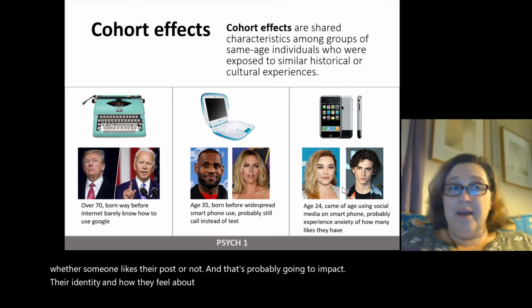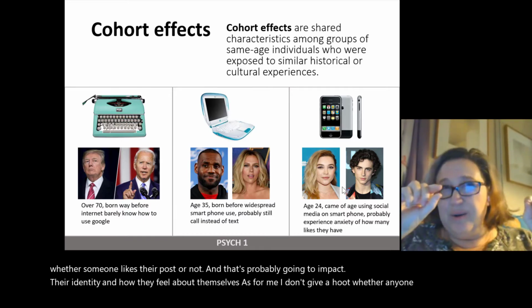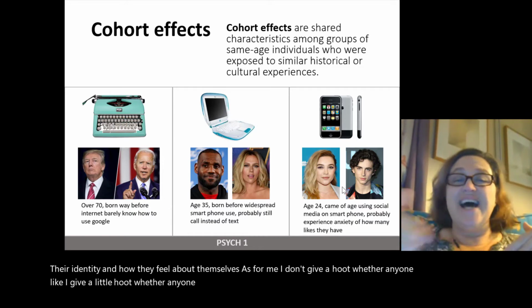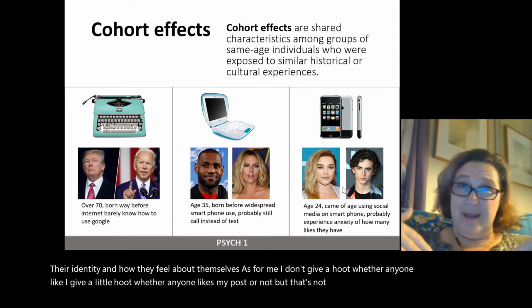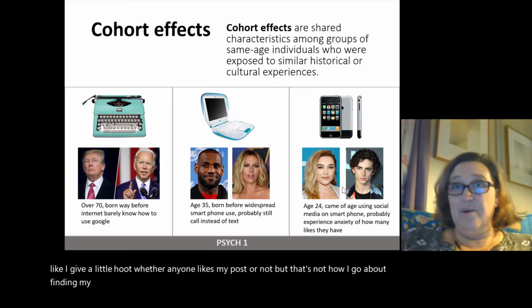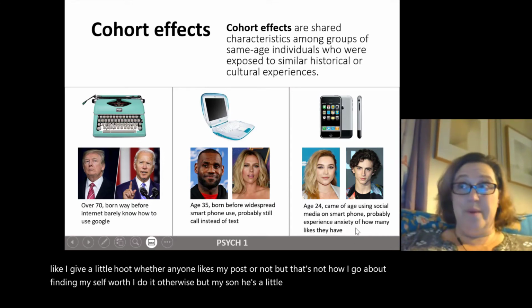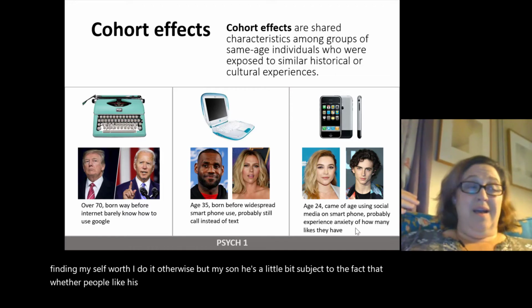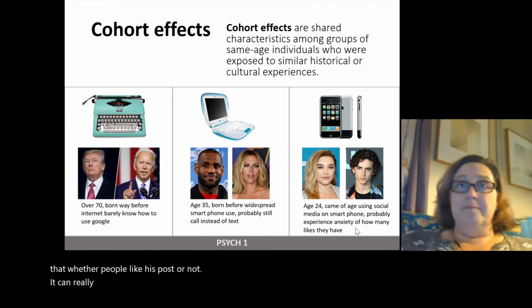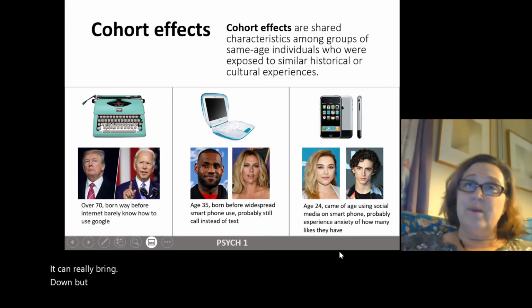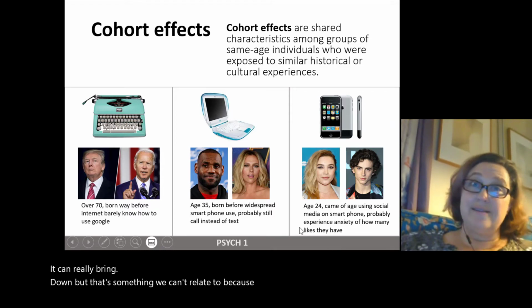As for me, I don't give a hoot whether anyone likes my post or not. That's not how I go about finding my self-worth. I do it otherwise. But my son is a little bit subject to the fact that whether people like his post or not can really bring him down. But that's something we can't relate to because of different cohort effects, right?